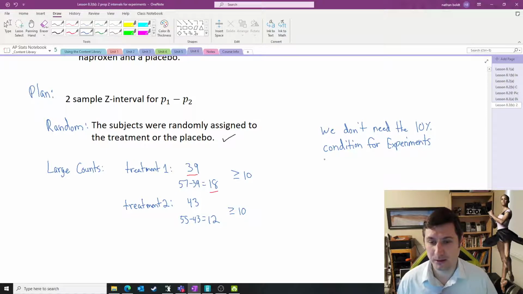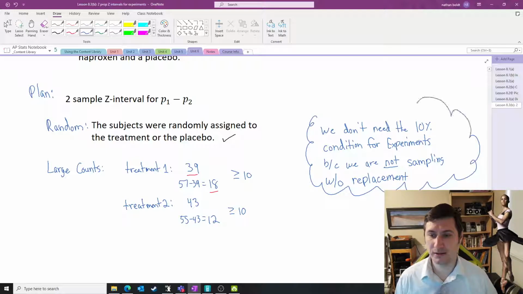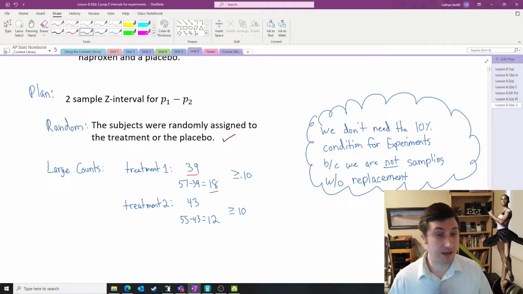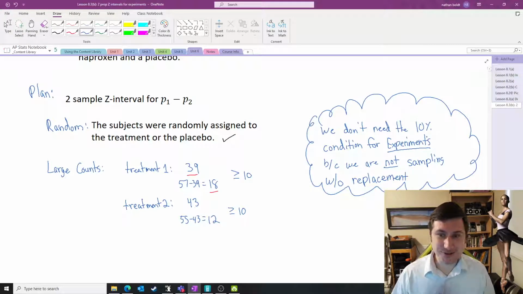Because we are not sampling without replacement, that is one slight difference for experiments. This is only for experiments. If you are sampling from a population, like the ones we did in class, then you do need the 10% condition. All right, time for our calculations.